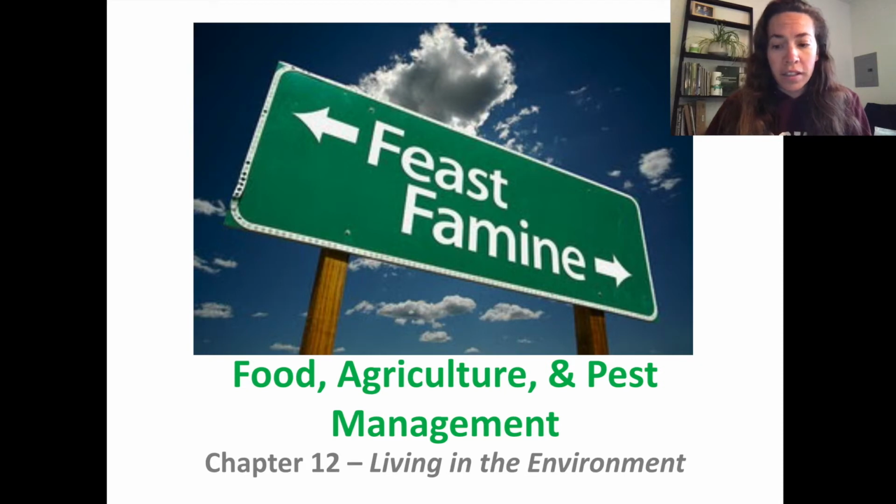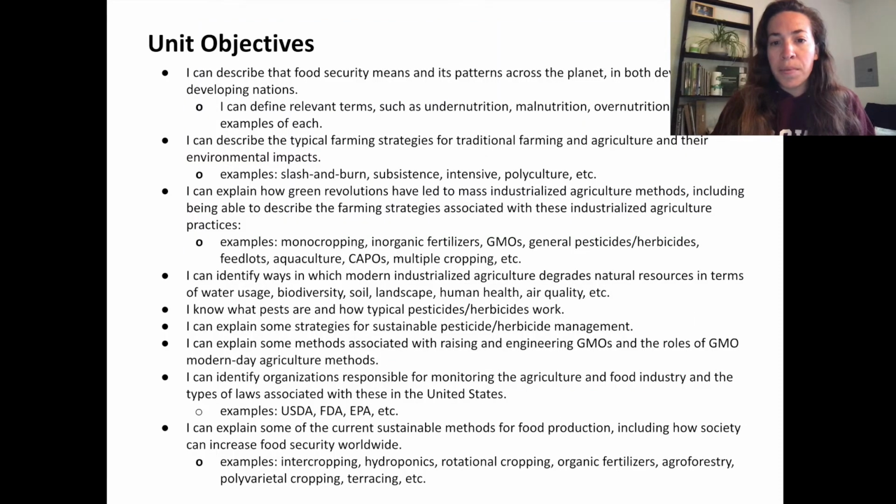Alternatively, you can read all of Chapter 12 if you want to get some of the same information. I may supplement the information in the textbook with some outside resources, as well as additional images in these notes. Before we begin, you should be familiar with the unit objectives. Some of these we will cover in class, some of them we will only cover in these lectures. So make sure you're familiar with the objectives and can point to when you've met an objective and when you still need to review an objective.